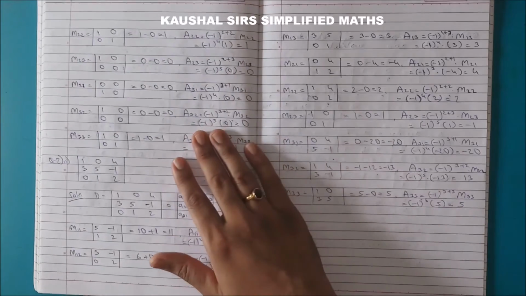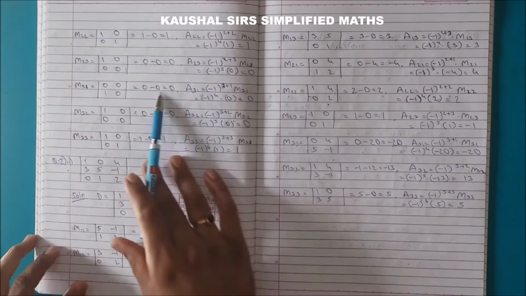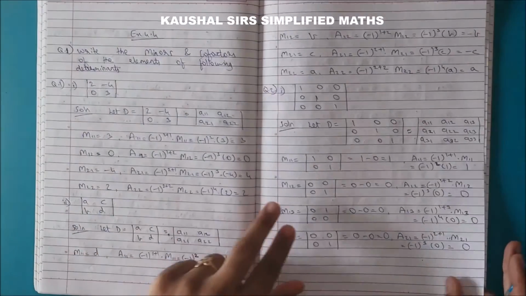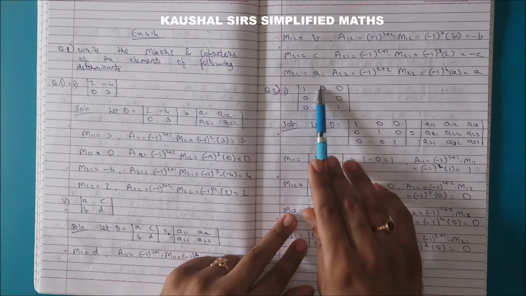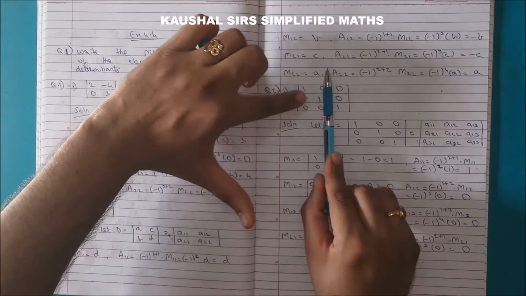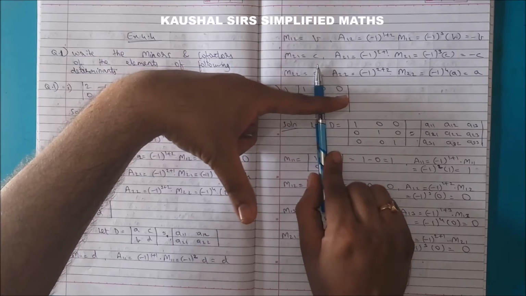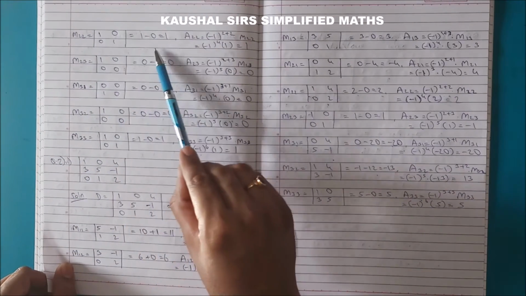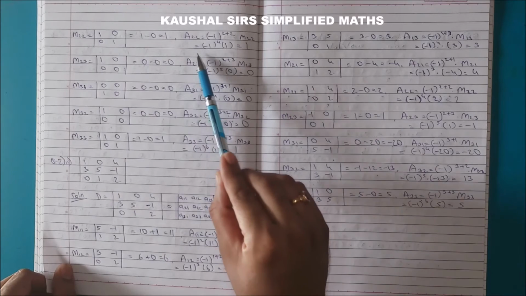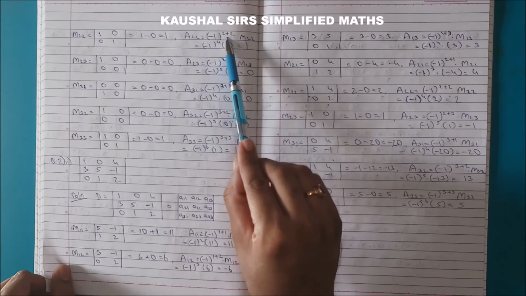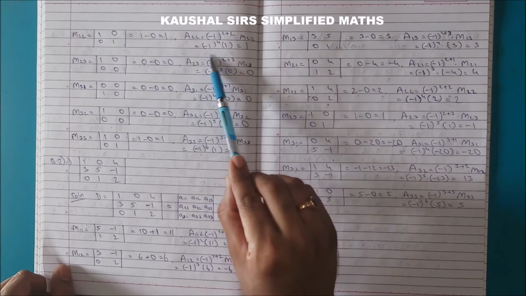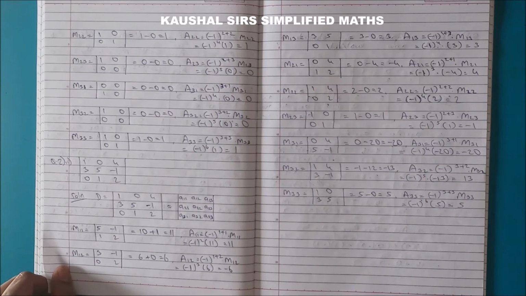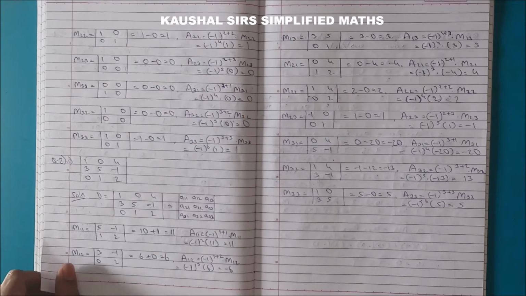Okay, moving to the M22. M22 मतलब minor of A22 obtained by covering the second row and the second column. Okay, so we are going to get like this 1 0 0 1. So if you expand, we are going to get 1 minus 0, which is 1. And then you go for A22, which is -1 raised to 2 plus 2 into M22. So you are going to get 1 into 1, which is 1. Clear? Moving ahead with M23.